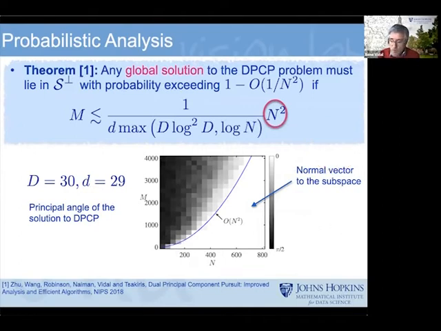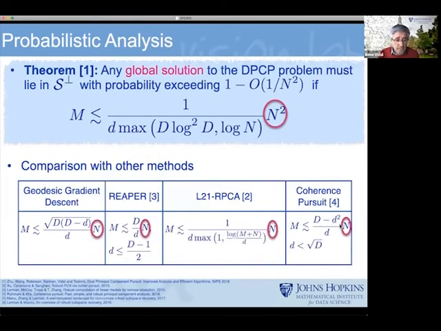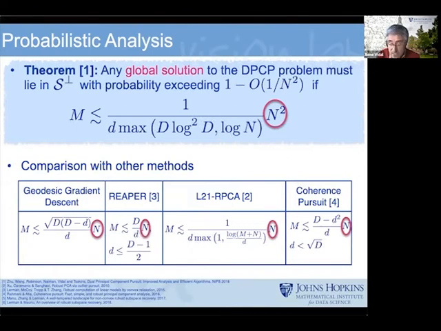Okay, so let me now compare this with other results. If we look at alternative methods in the literature and how many outliers they can tolerate, you can see that in all existing results, the number of outliers that can be tolerated is typically linear in the number of inliers. So the big improvement here is that it's quadratic. Now, that comes with a little bit of a cost, which is what is the constant in front of it, and how does that constant depend on the other quantities for the problem, which are the ambient dimension as well as the dimension of the subspace.